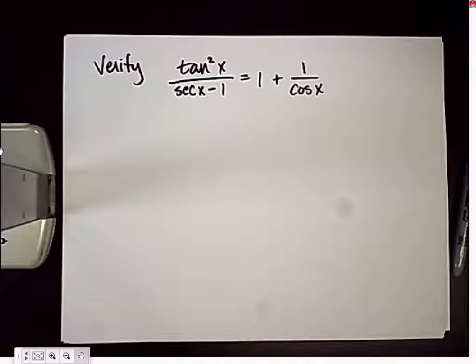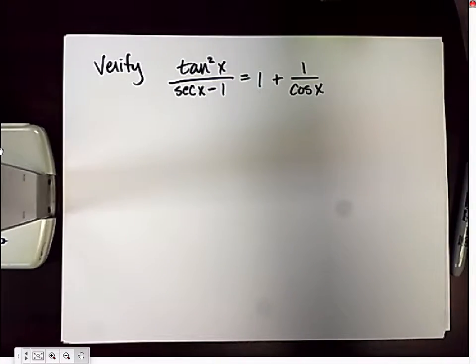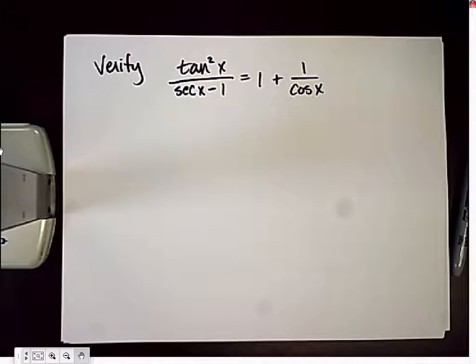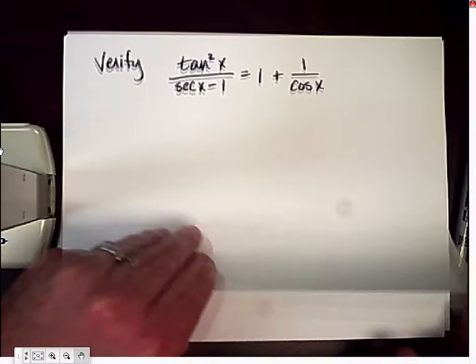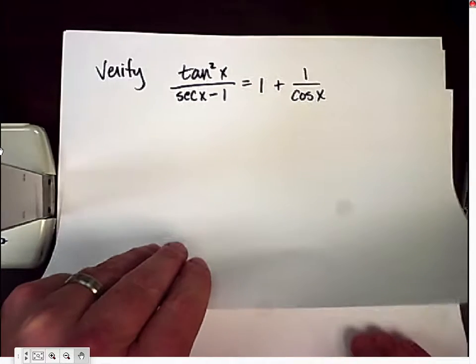Yeah, this one. All right. So there's two ways to attack this one. One, a way that works every single time, for any verify, is if you write everything in sines and cosines. Because you know how to do that: secant you could write as 1 over cosine, cosecant as 1 over sine, tangent as sine over cosine, and cotangent as cosine over sine. So you can write everything as sines and cosines. So that's one way to do it. Let me show you the two ways you could do this one.